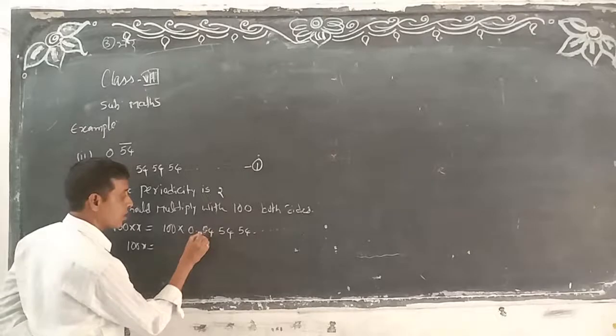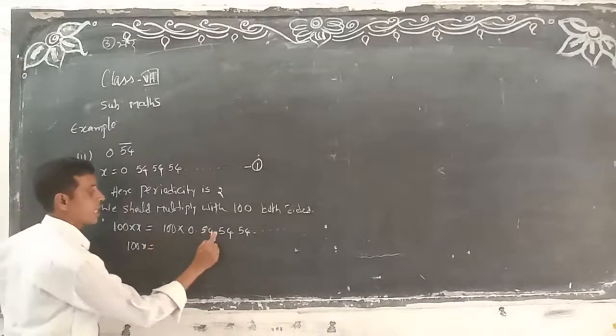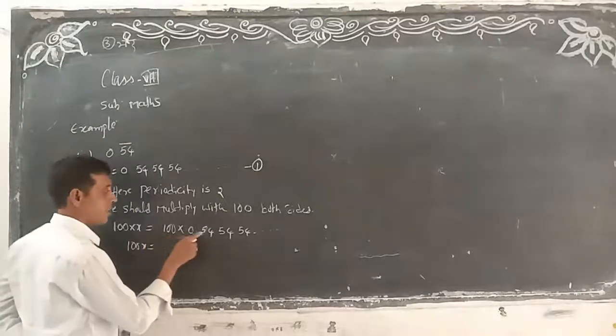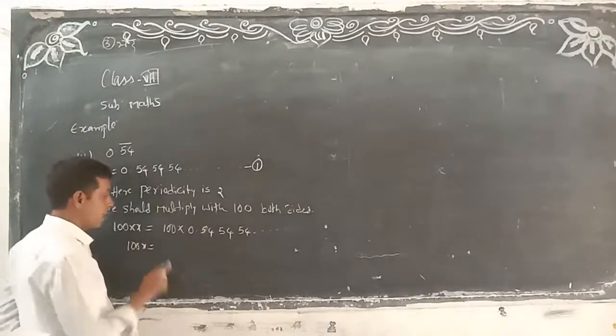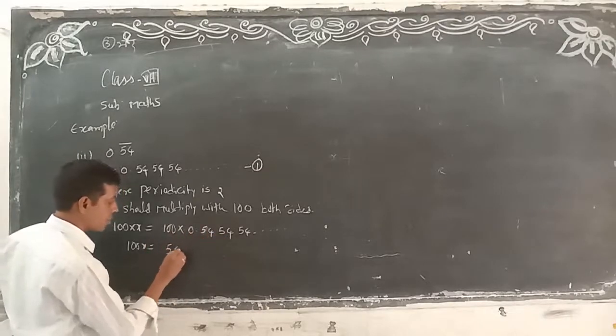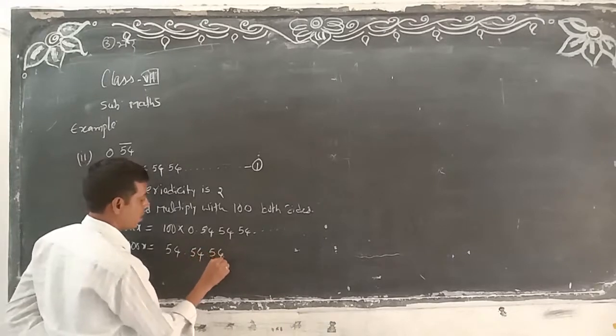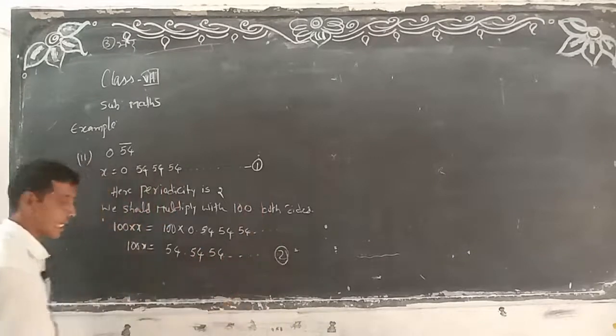remove the point and write the two numbers before the point. Here, 2 zeros, you write two numbers before the point. One number, you write one number before the point. Okay? With the 2 zeros, you have to arrange two numbers before the point. 54 dot 5454 dot dot dot. This is the number 2. I think it's clear now.